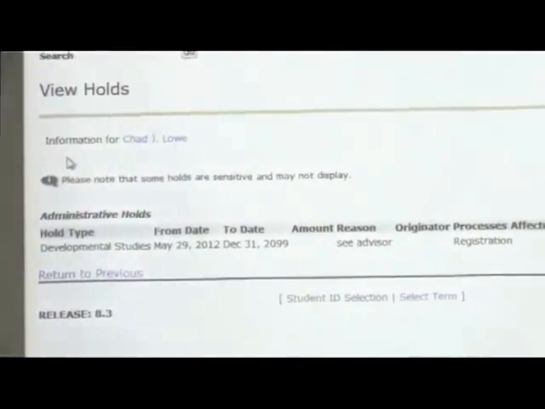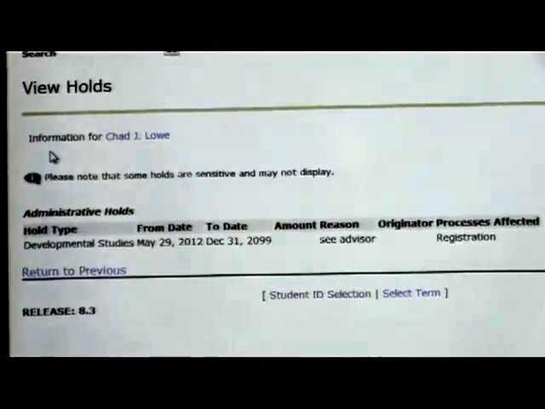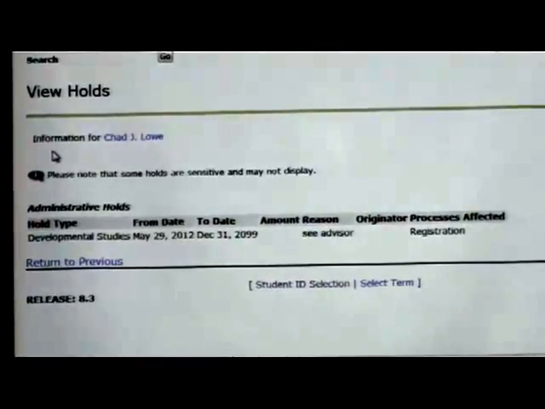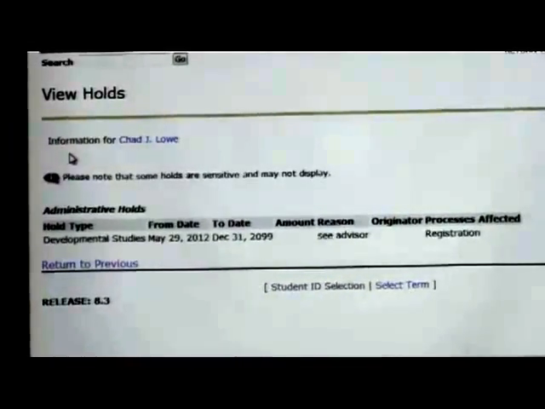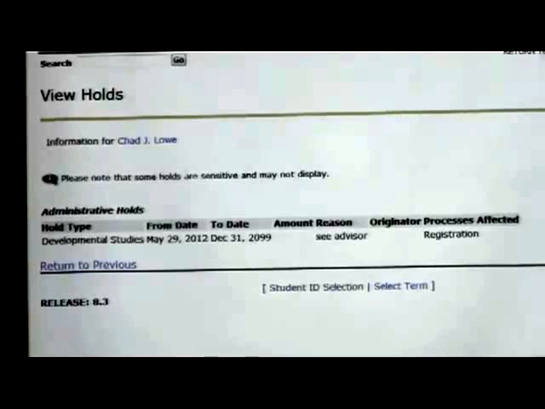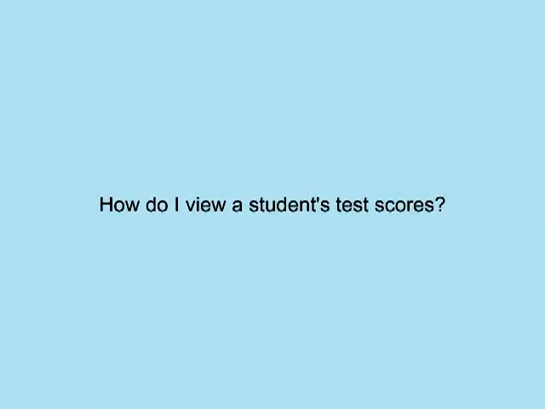Or financial aid. Never? No? No, it would be cashier. If they owe us money, they have to see the cashier. Okay. The back button wasn't working. Okay.